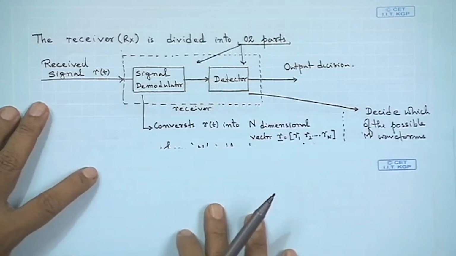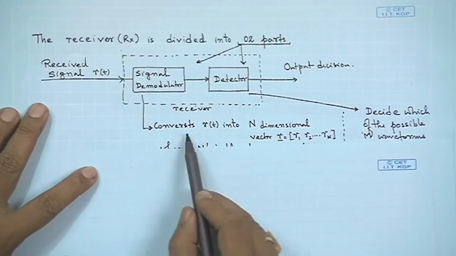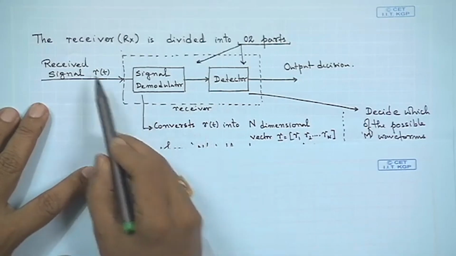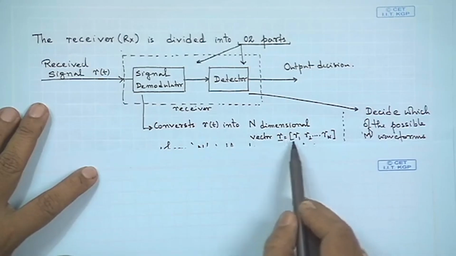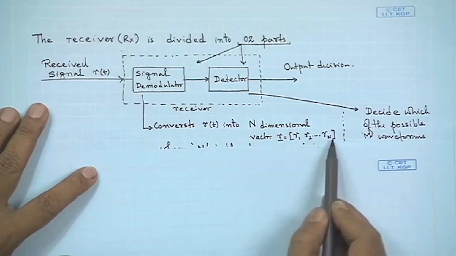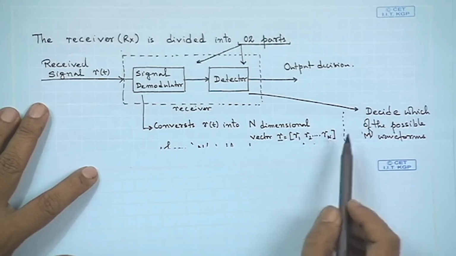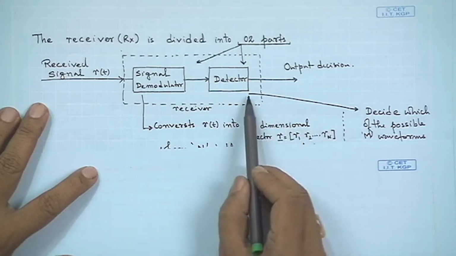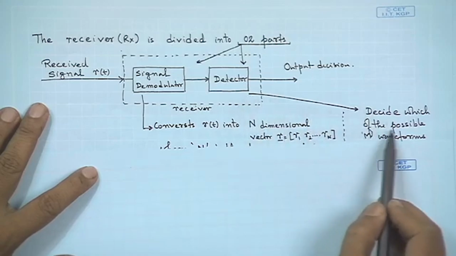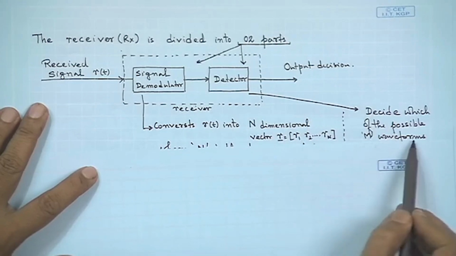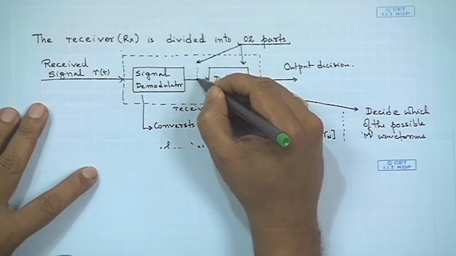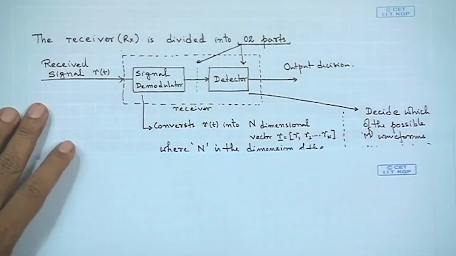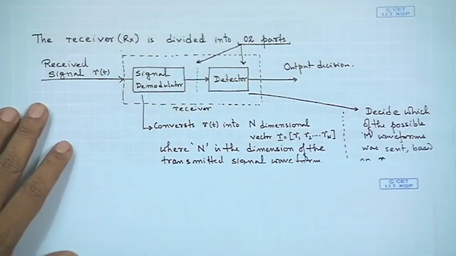The job of the demodulator is to convert the received signal r(t) into the n dimensional vector r composed of r1, r2 up to rn components. The job of the detector is to decide which of the possible M waveforms was sent. So, you partition the job into two parts and things will be clear soon.